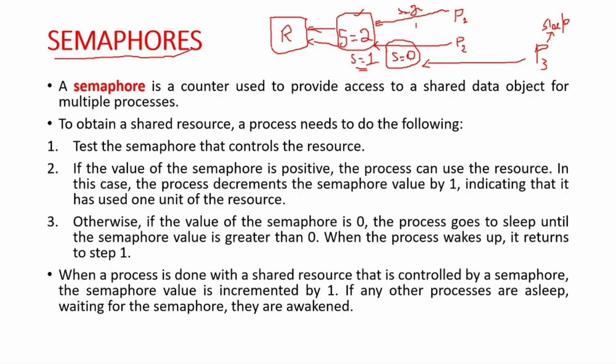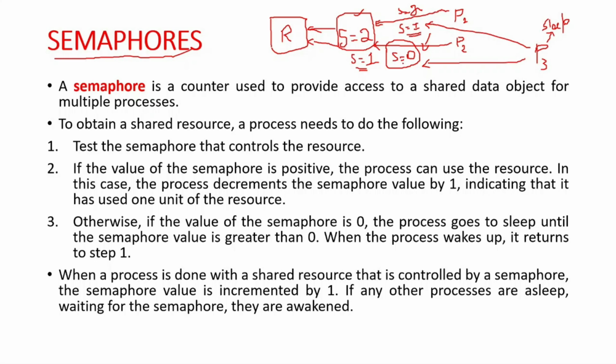So the current value of the semaphore is 0. Now when P1 releases the resource R, it increments the S value, so S becomes 1. When the S value becomes 1, P3, which was sleeping and waiting for the semaphore value to become positive, now checks and comes to know that the semaphore value is 1. So it will be able to access the resource, but while accessing it, it makes sure that the semaphore value is again decremented by 1. So the S value becomes 0.